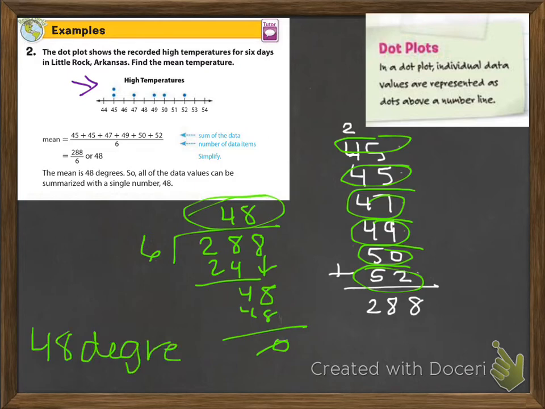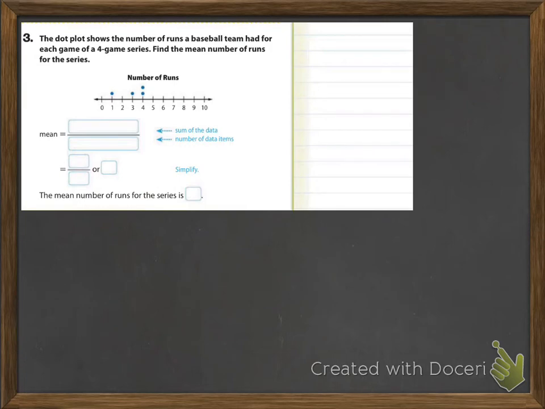And again, I know that you see this written already. I'd like you to write it again, please. All right, so now you can see here we've got example number 3. The dot plot shows the number of runs a baseball team had for each game of a 4-game series. Find the mean number of runs for the series.